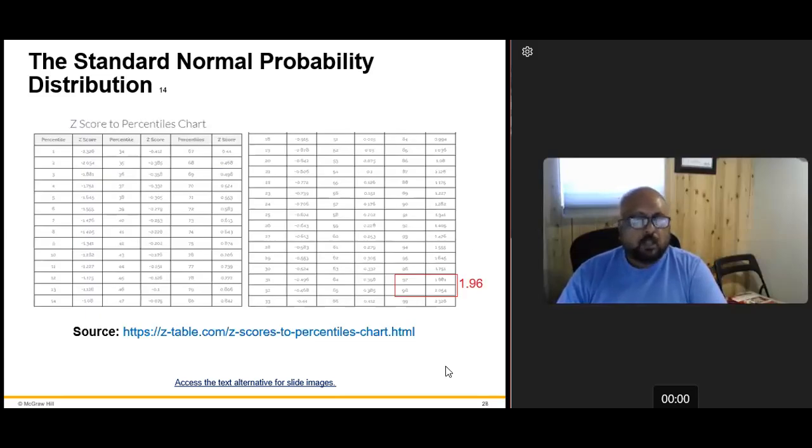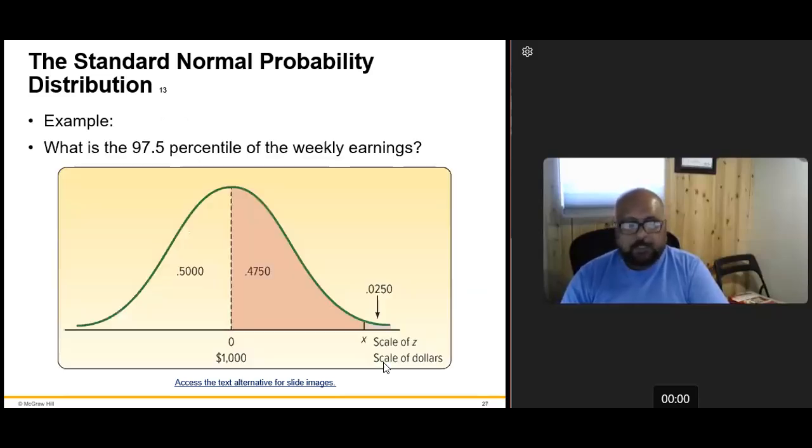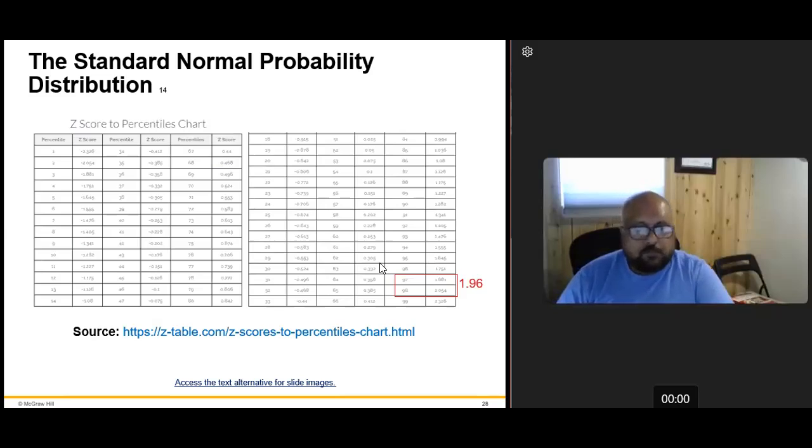Let's take a look. As I said, there are many standard tables available in any statistics book, or you can even go online and find those tables. I found this online, and this is the source for that. This is a Z-score table for percentiles. And we know that we are looking at the 97.5 percentile, right? If you look at this table here, we have percentile 97 here and 98 here. So 97.5 is the midpoint of these two.